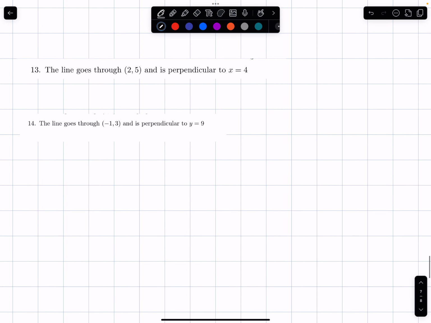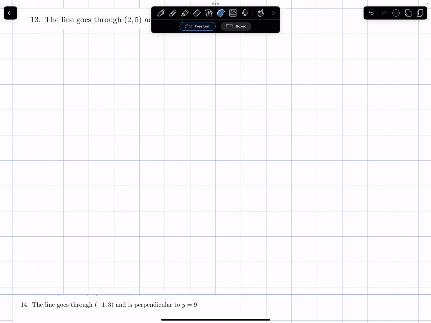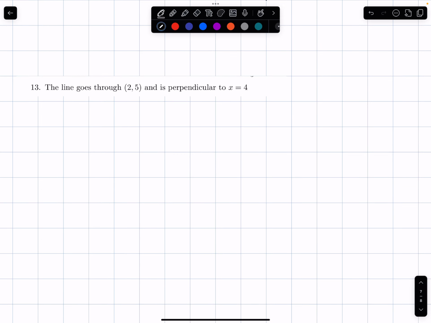Okay. 2 more, and like I said, these are the easiest ones. Line goes through 2, 5, perpendicular to x equal to 4. So remember, x equal to 4 is a vertical line, and perpendicular would be a horizontal line. So the formula is going to look like y equals some number. Now this is kind of a special case where you don't have to go through any rigmarole. You just have to find the y value, and the y value is 5. So it's going to be y equal to 5. That's it.